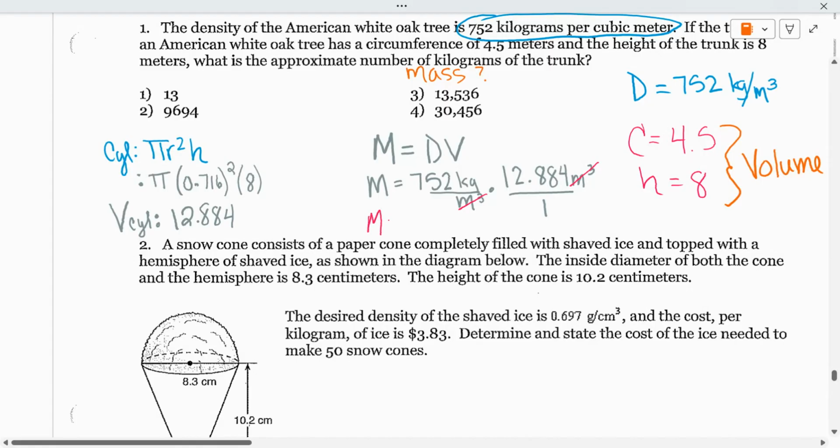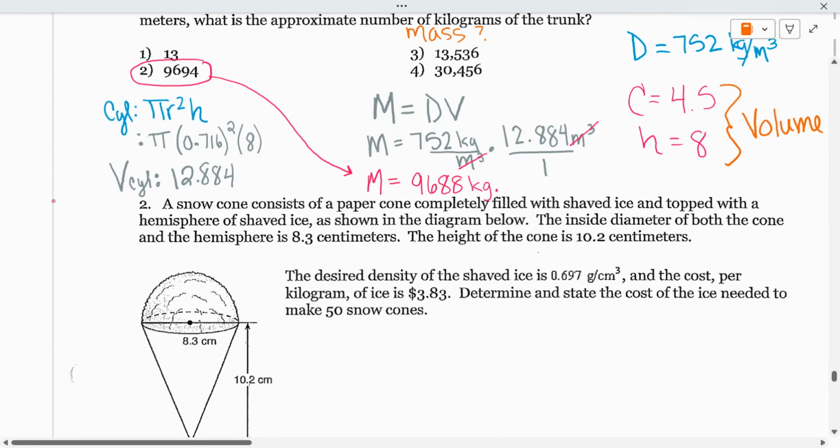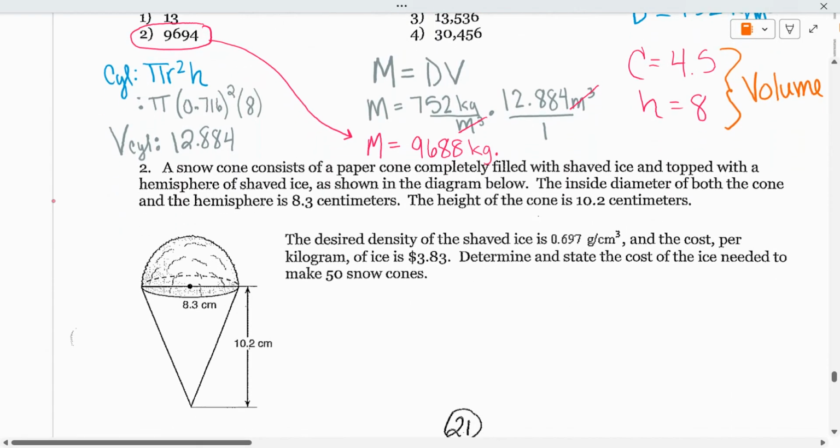So my mass equals, what is 752 times 12.884? 9,688. So we did some rounding crazy, but that's okay. So which one is it really closest to? 9,694. And this is actually kilograms. Kilograms. Okay. Let's look at our next one.